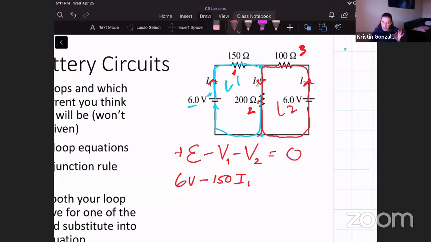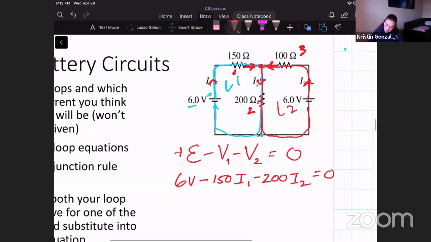It is not the same current, because if we look at our junction rule, we've got current going into our junction here, current going into our junction here, and going out here. So we can't call those the same currents. They're different currents. So if you're not given labels, you want to make sure that you're creating your own. But we're given it here, so this is going to be minus 200 times I2, which should equal 0.